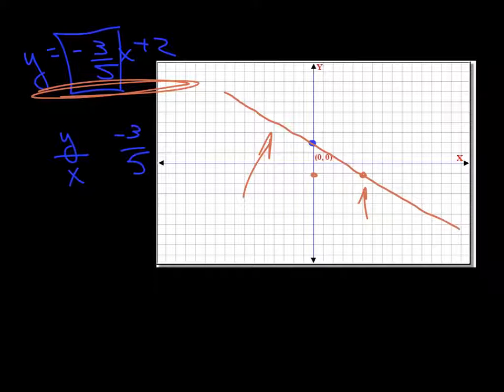If you know the slope, you start at your y-intercept, wherever it crosses your y-axis, and you go up or down, depending on whether that's negative, and then from that point you go left or right, depending on what that is. So let's try another one.